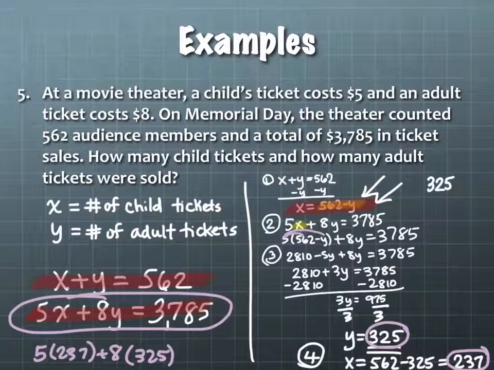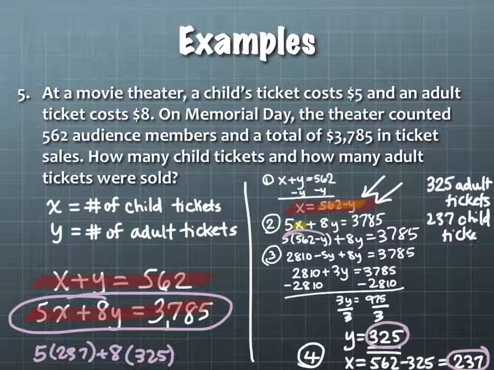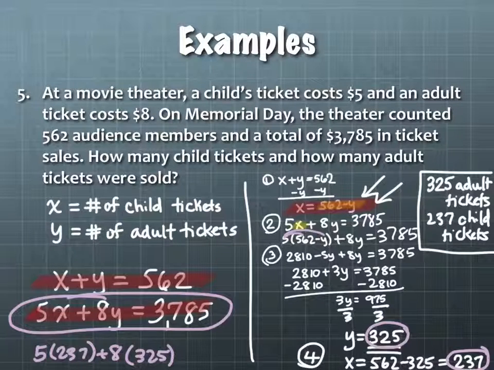Was that adults? It was Y? Yeah, it was Y. Sorry, thank you. So this is adult tickets. And we had 237 child tickets. And that's our answer. So that's the substitution method. Okay, any questions on that one before we use another method?